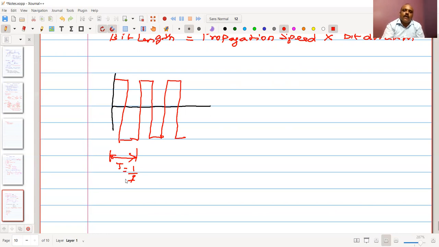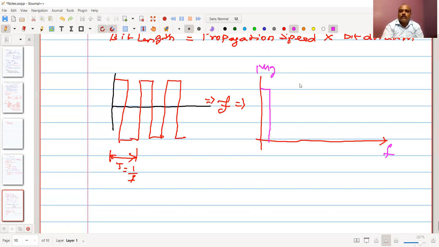Now I will apply the Fourier transform. What will happen? What is a Fourier transform? It will give me the spectrum, the frequency versus magnitude plot. I see that there are many frequencies in the signal of a square wave. So this is F, and these are called harmonics.